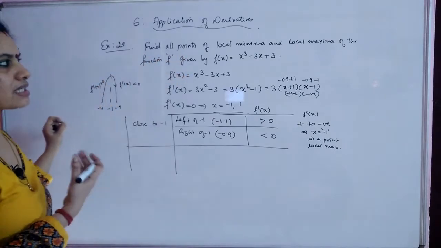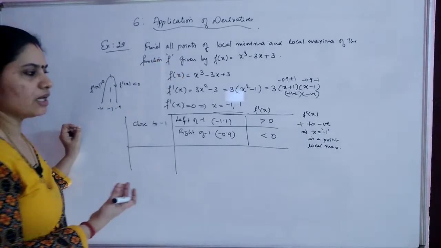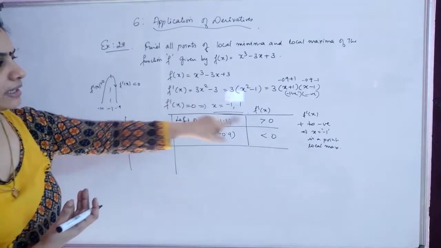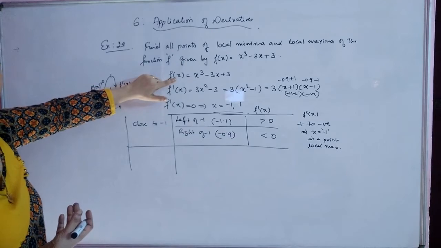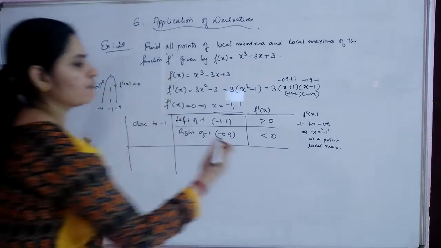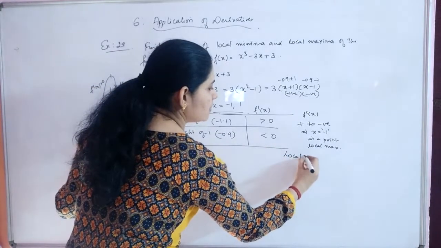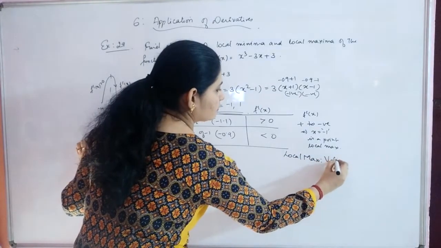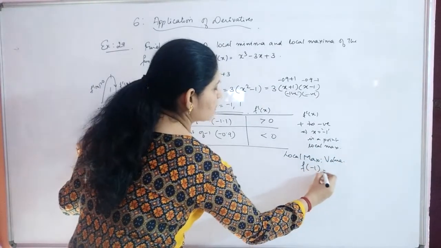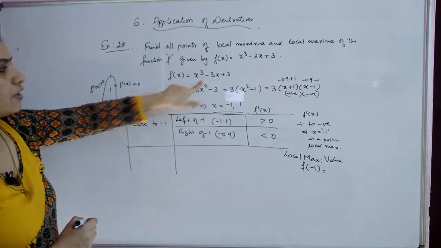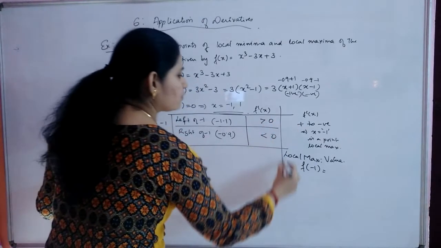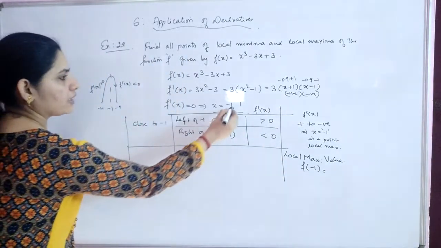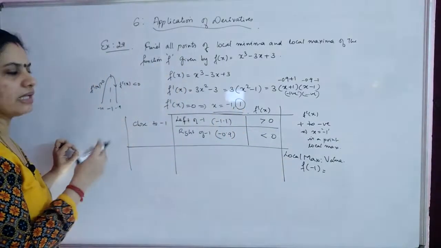Now suppose they are asking what the local maximum value is. Then you have to take that value, -1, and substitute it in the function, not in the derivative. So the local maximum value will be f of -1. You have to replace it here, not in f dash. They have not asked, so it's okay, but you have to know how to find it. Next, we have to find out for 1 whether it is a point of local minima or maxima.